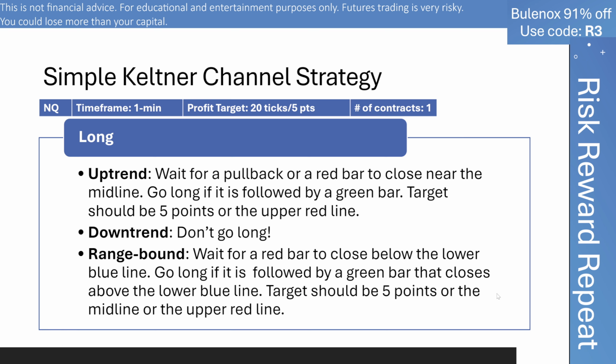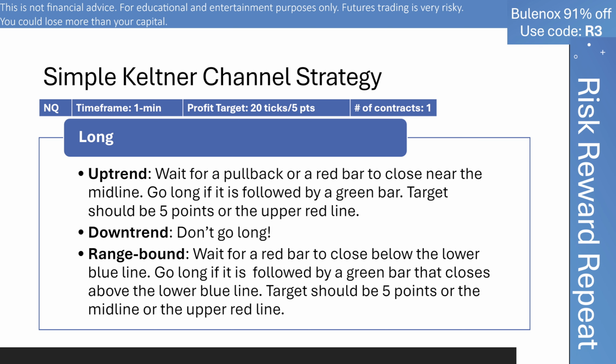Okay. So what is the strategy and how do we trade it? Number one, we will be using NQ for demoing this strategy. Time frame is 1 minute. Our profit target would be 20 ticks or 5 points on NQ. And we will be trading with just one contract.